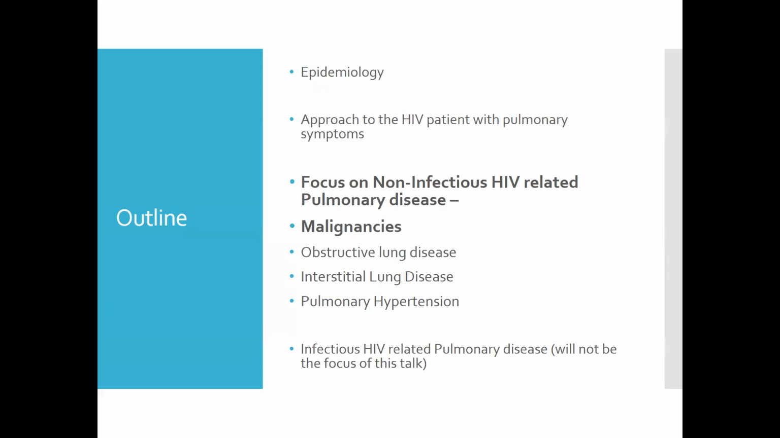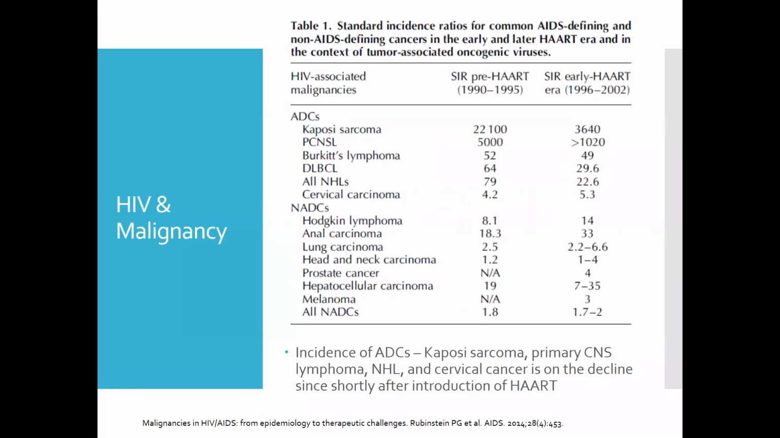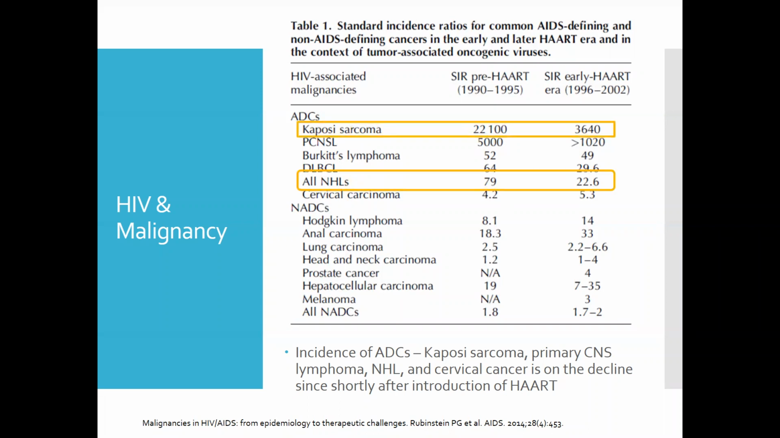So we talked about the general epidemiology and an overall approach to a patient with HIV who presents with pulmonary symptoms. Now I'd like to move on to my primary topic, which is my focus on the non-infectious manifestations. Now, starting with malignancy, HIV-related malignancy can be classified into the AIDS-defining cancers and non-AIDS-defining cancers. The AIDS-defining cancers are Kaposi's, primary CNS lymphoma, non-Hodgkin's lymphoma, and cervical cancer.